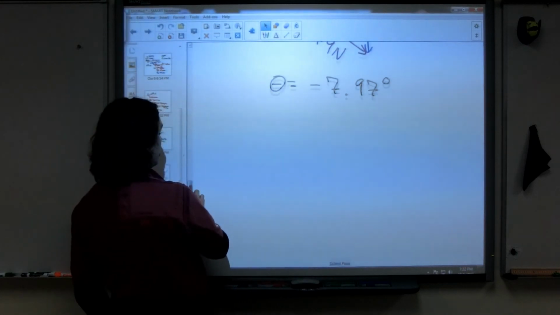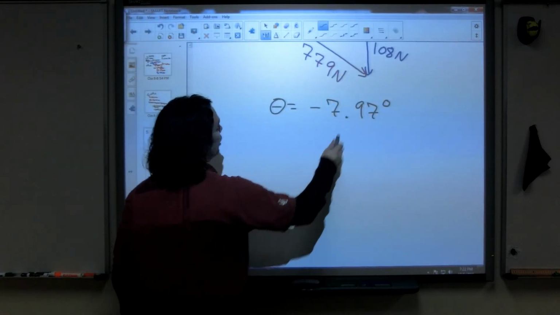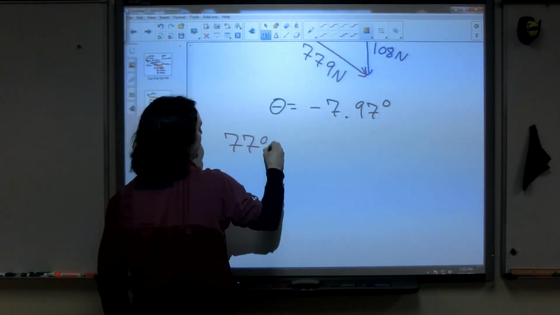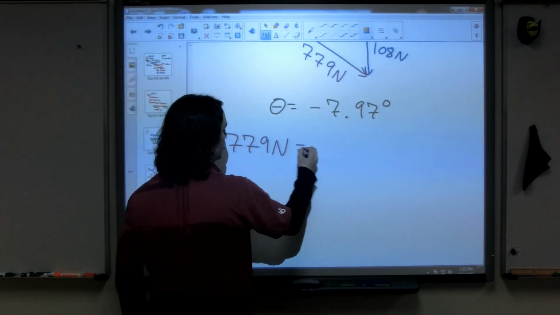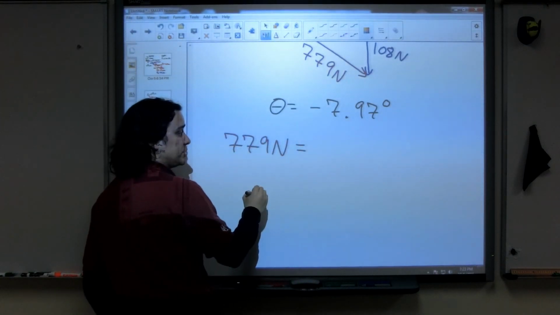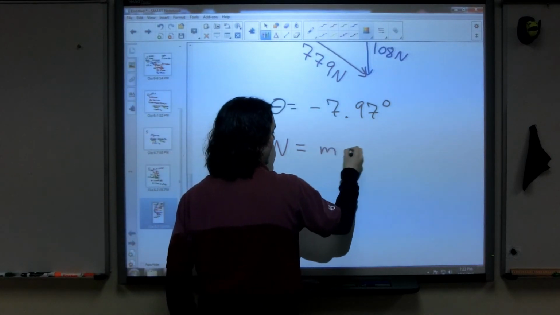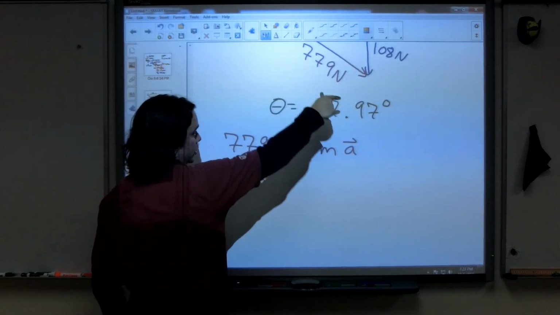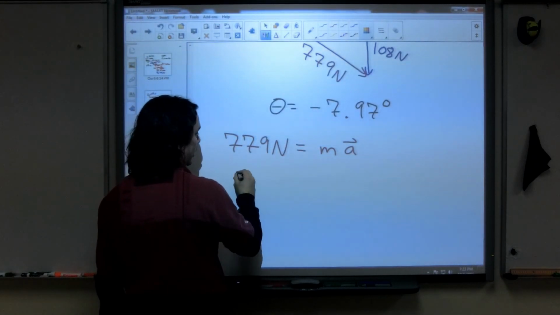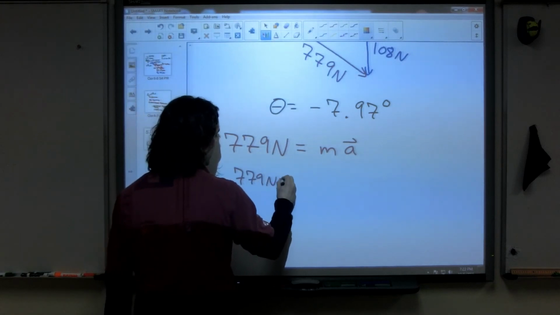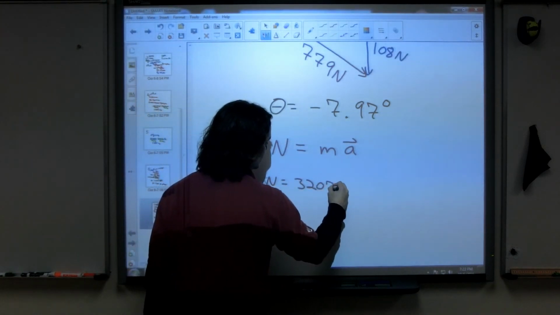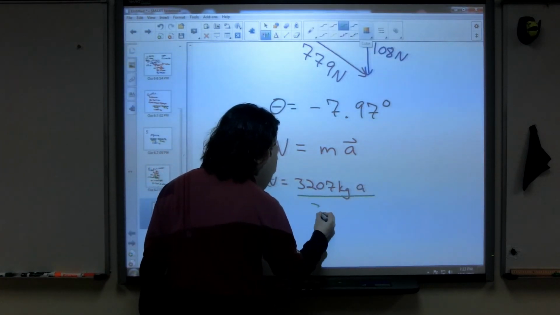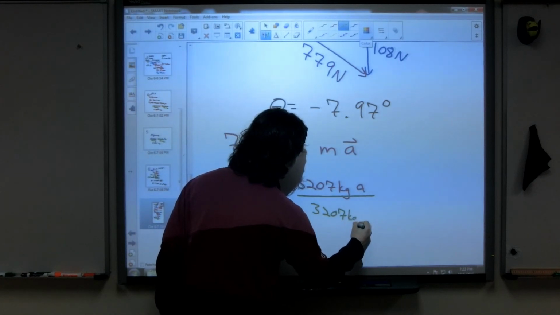We know that our total force, all together, acting on the car, from the two people pulling it, is 779 newtons. And that is going to be equal, because this is my net force, it's all the forces added together, to my mass times my total acceleration. We're just finding the number. The direction is actually going to be in the same direction as the net force. Well, 779 newtons equals 3,207 kilograms times my acceleration. I divide both sides by 3,207 kilograms.